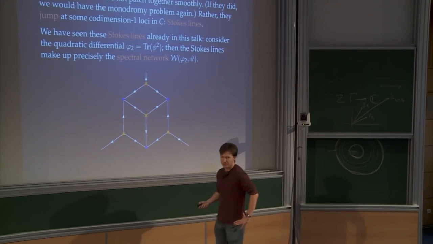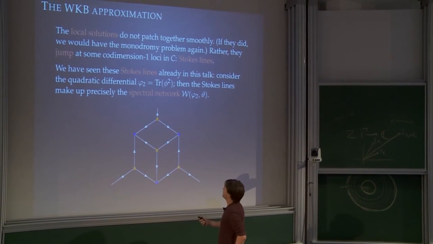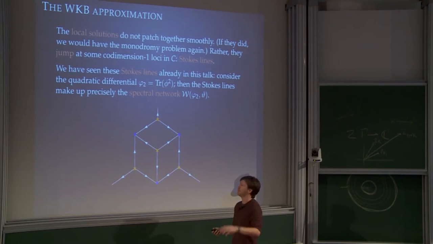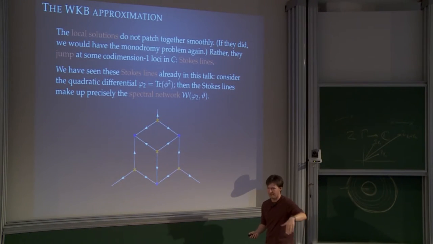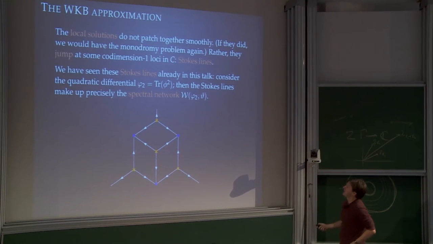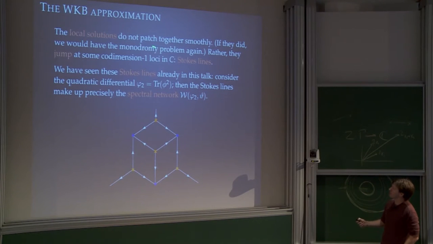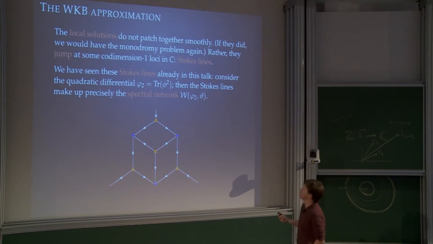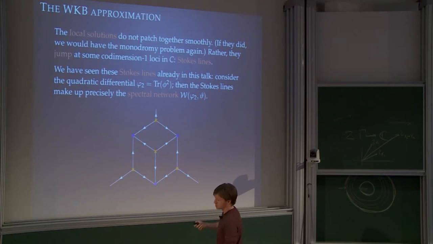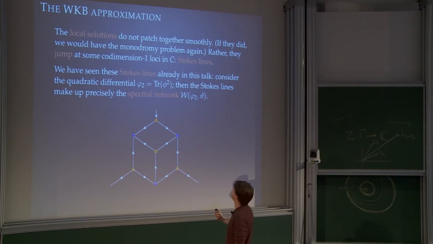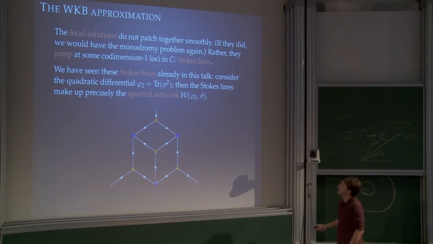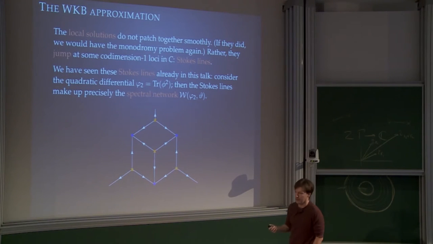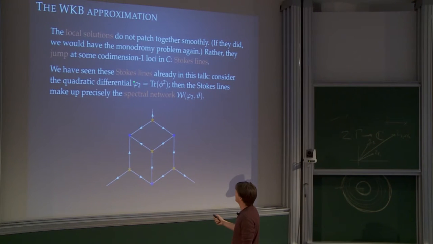I said we have these local solutions, but these local solutions can't patch together smoothly. If they did, we would have the same monodromy problem that we had before. Saying that the asymptotics are only in some half space doesn't get rid of that problem. So rather, these local solutions are going to jump, and they jump at some kind of codimension one loci in the curve, which are the so-called Stokes lines. So here they're the Stokes lines for the zeta goes to zero asymptotics, and the Stokes lines for these local solutions of the equation, we've actually seen already in this talk. So if we go back again to look at this quadratic differential.